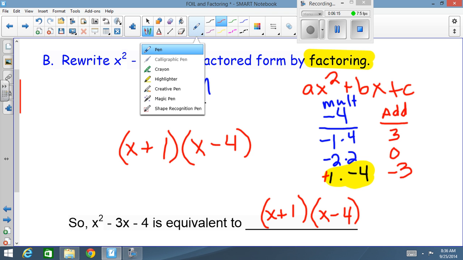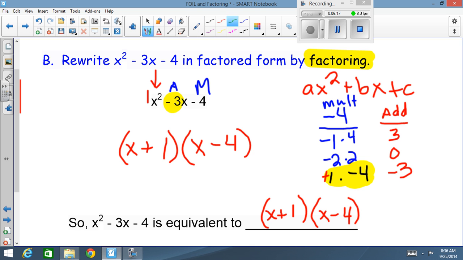So if indeed you did FOIL this out like we did on the previous slide, it would FOIL right back to where we started. So FOILing and multiplying sort of undo each other. They're inverses of each other.